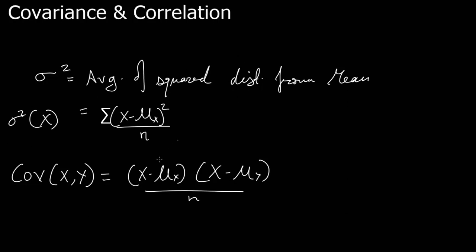Let's see, if the term x minus mu x is negative and the term y minus mu y is positive, what will be the overall covariance? Will it be positive or negative? It will be negative, right? Because a negative multiplied by a positive is negative. Similarly, if this term comes out negative and this term also comes out negative, the whole thing goes positive. That means if both terms are negative, the whole thing becomes positive.